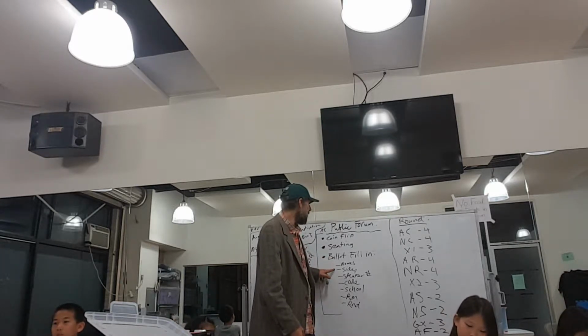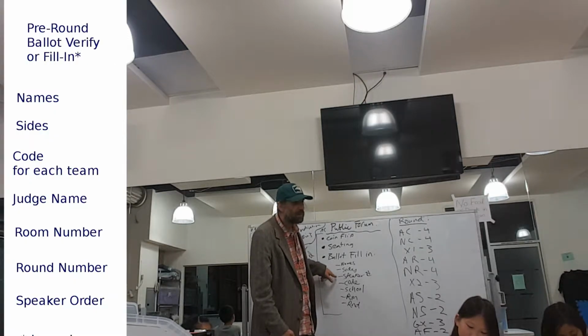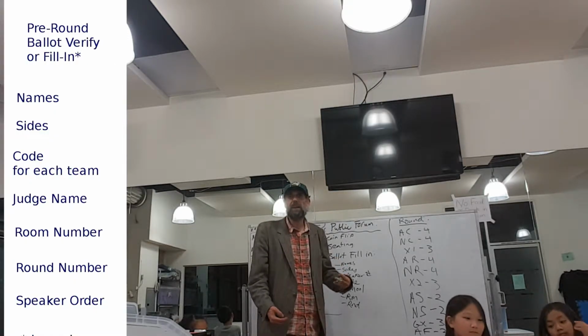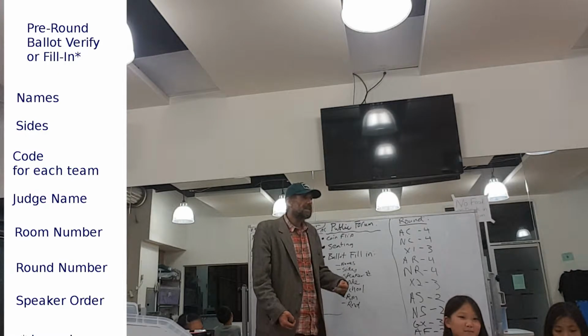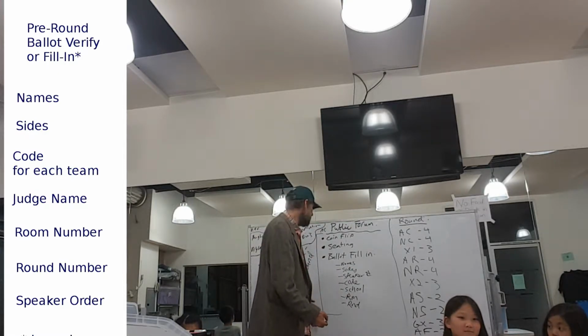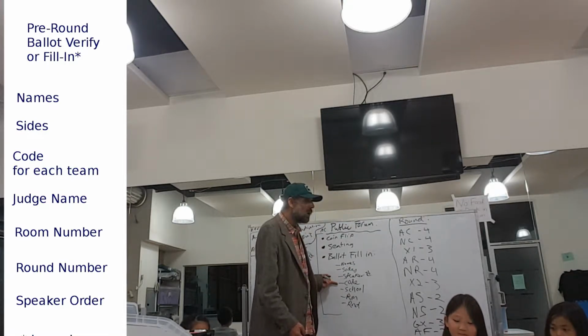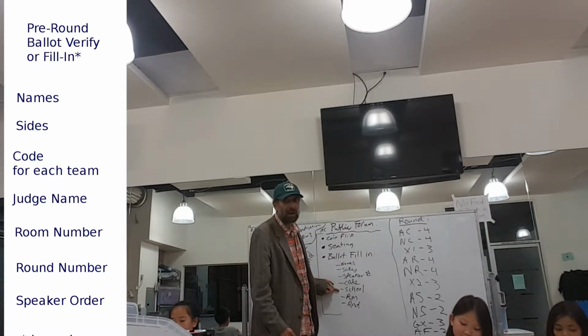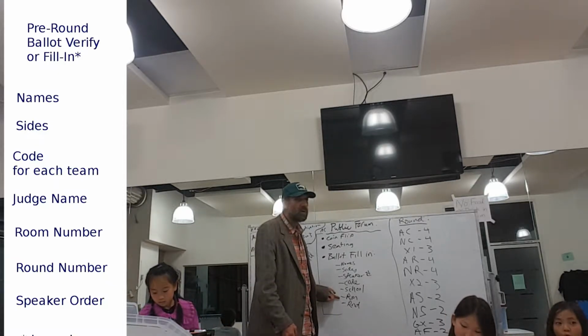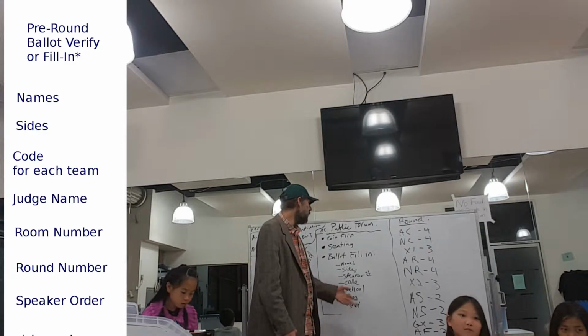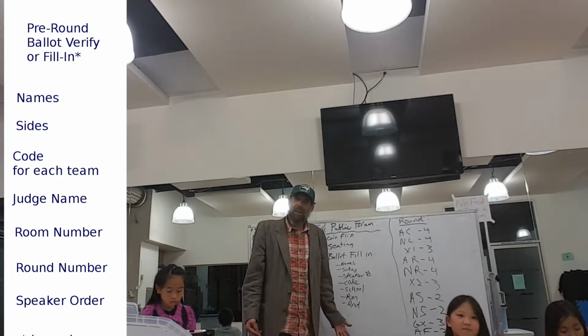The names, the sides, the speaker number, which is, say, first speaker, third speaker, are going to be the app in this case. Second speaker, fourth speaker will be the neg in this case, because the app's going first. The code of each team, the school, if it requires it, the room number, the round number, your name, and that's before you write any results in.